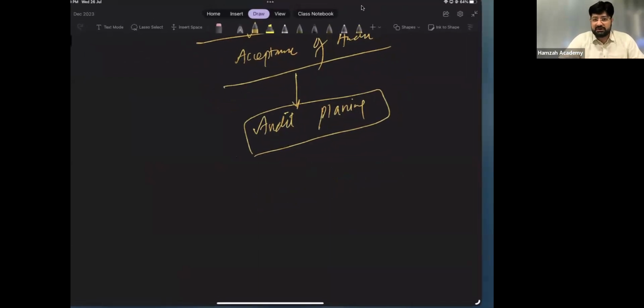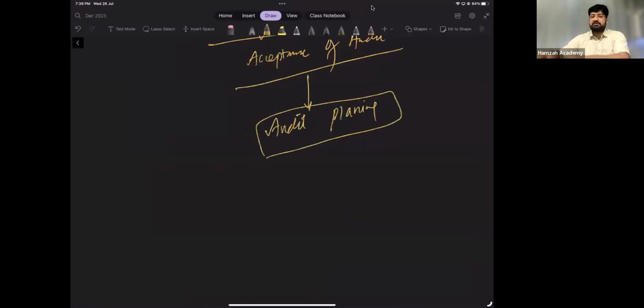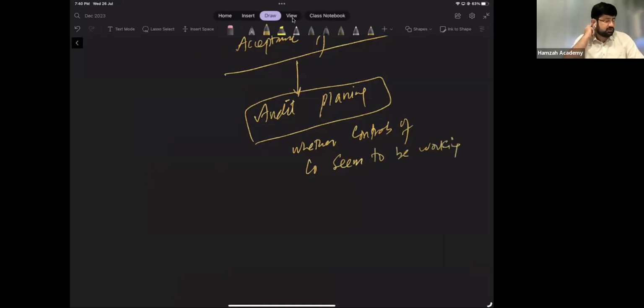Then, as per the understanding, the auditor decides whether the auditor has to accept the... just a minute, please. Just one second. Yes. Now, once again. During the audit planning, the auditor assesses whether the controls of the company seem to be working or not. What are the internal control processes the company actually has in place? Do the internal controls seem to be working or not?